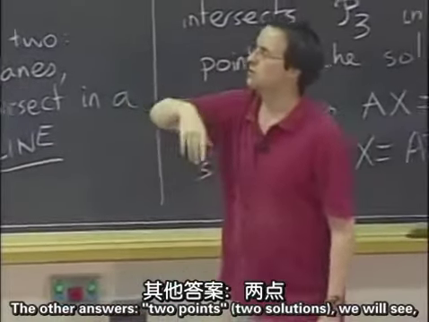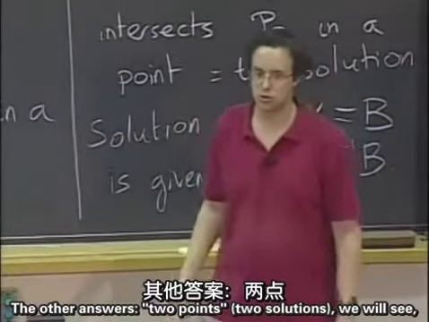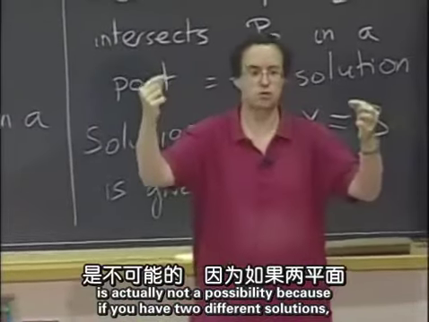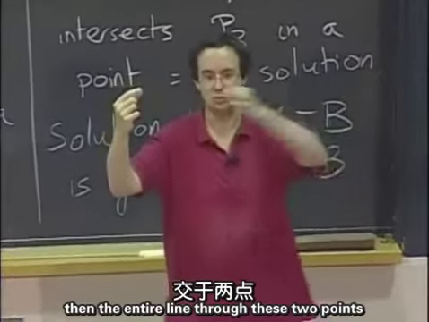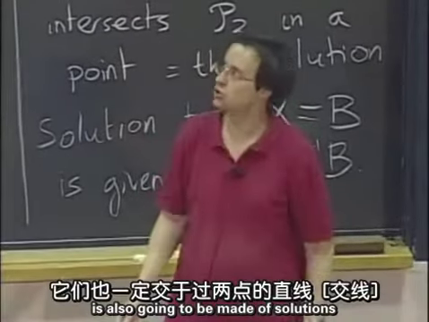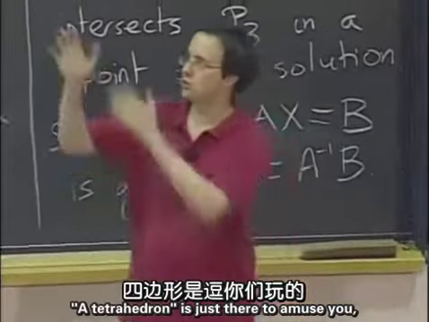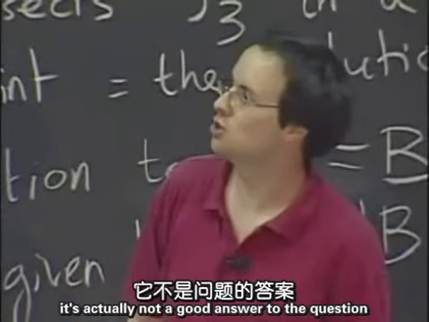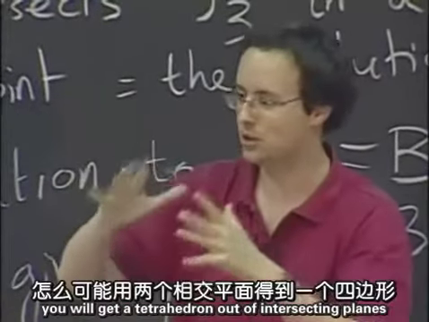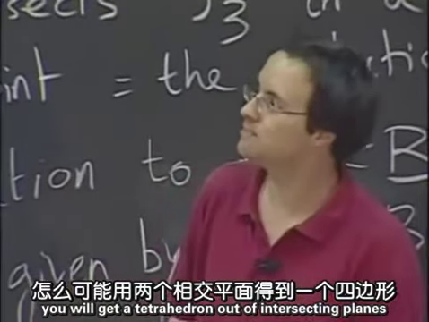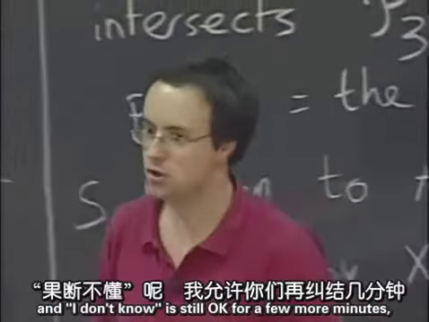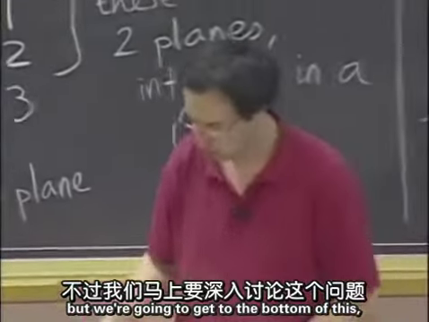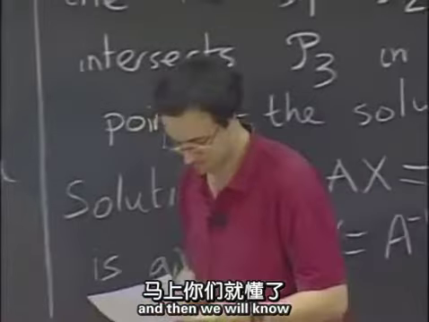The other answers, well, 2 points, 2 solutions, we will see is not actually a possibility, because if you have 2 different solutions, then the entire line through these 2 points is also going to be made of solutions. A tetrahedron is just there to amuse you. It's not actually a good answer to that question. It's not very likely that you will get a tetrahedron out of intersecting planes. A plane is indeed possible, and we're going to get to the bottom of this, and then we will know.